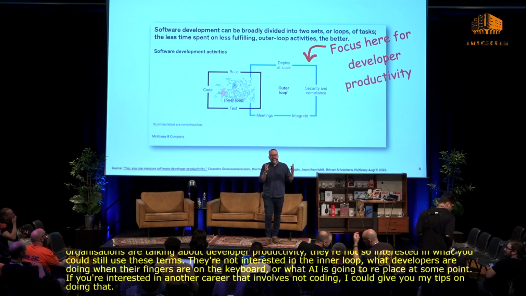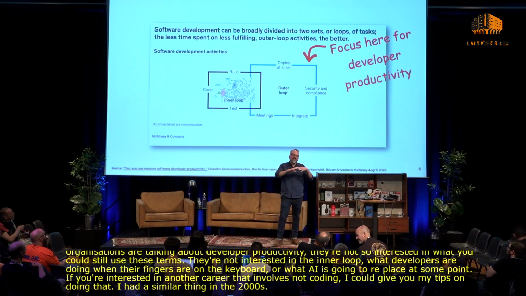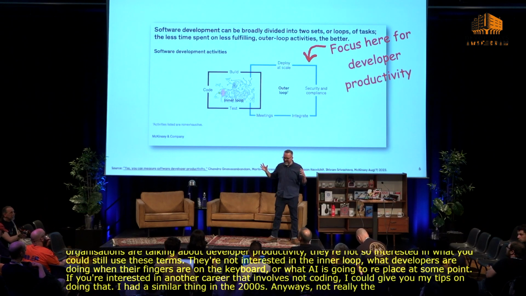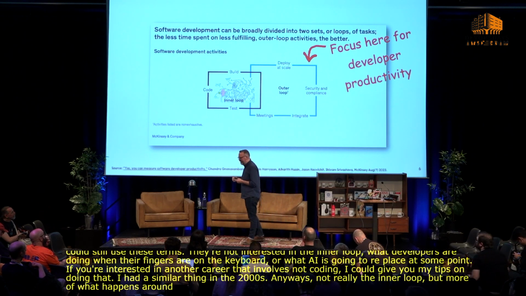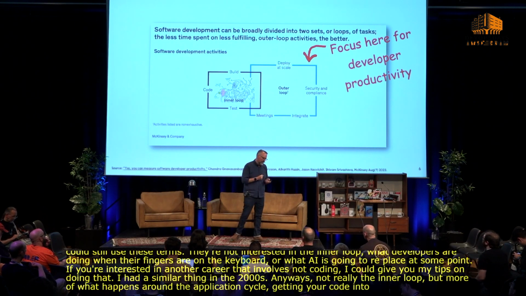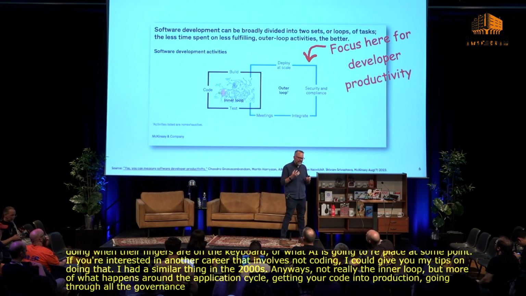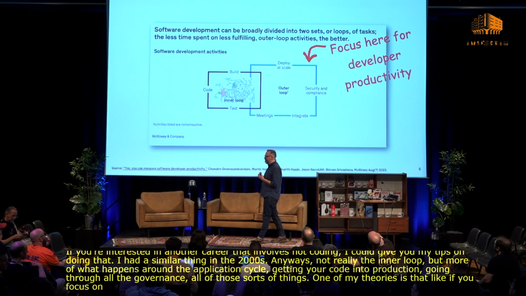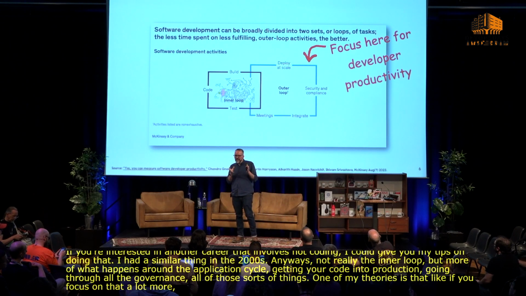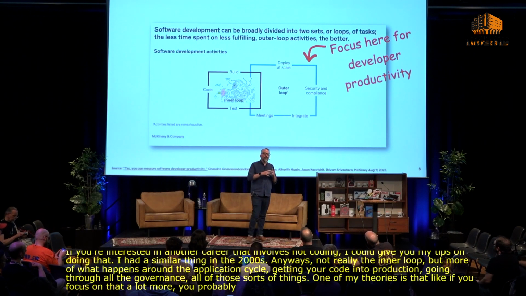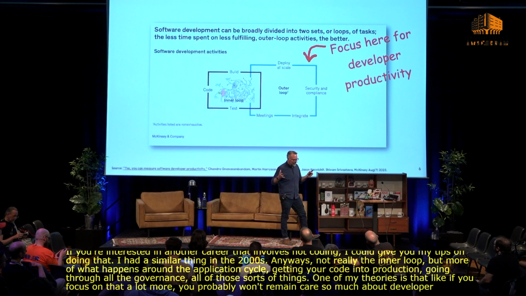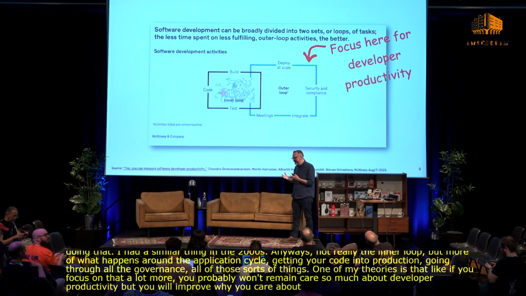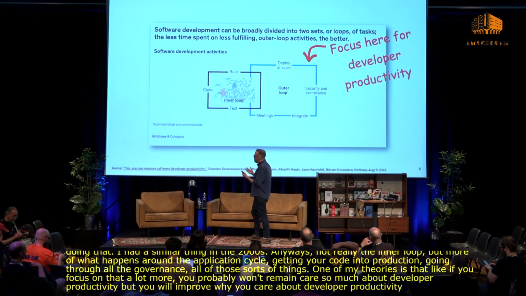Anyways, it's not really the inner loop, but more what happens around the application cycle: getting your code into production, going through all the governance, all of those sorts of things. And one of my theories is that if you focus on that a lot more, you probably won't care so much about developer productivity itself, but you'll improve why you care about developer productivity, which is more about release cycles and getting features out and all sorts of things like that.